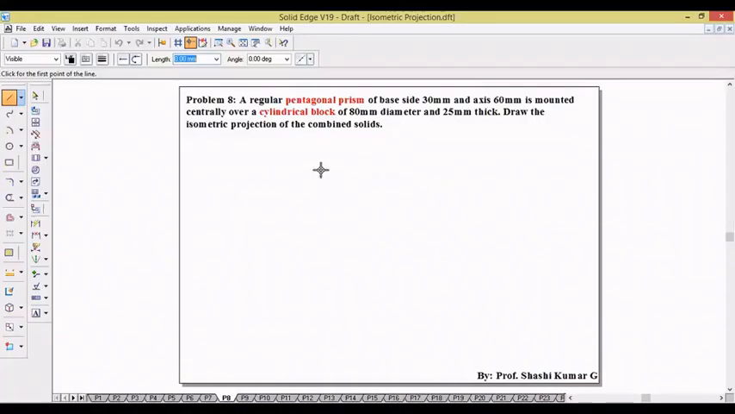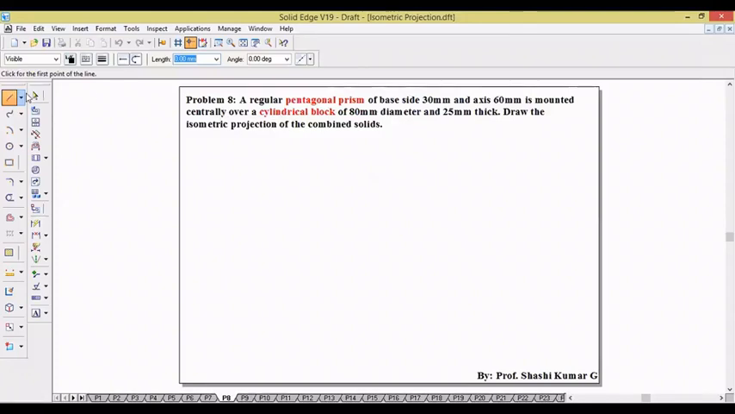Let us move on to example problem number 8. A regular pentagonal prism of base side 30 mm and axis 60 mm is mounted centrally over a cylindrical block of 80 mm diameter and 25 mm thick. Draw the isometric projection of the combination of solids.